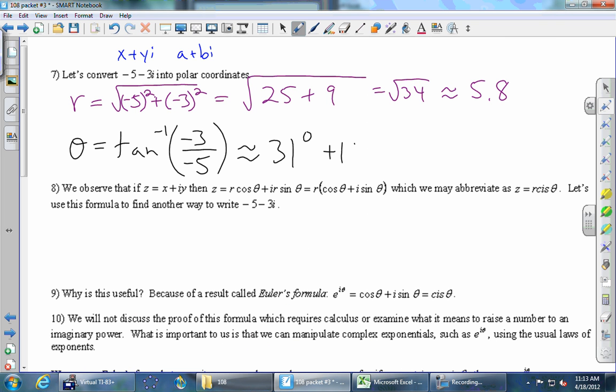And then we'll add our 180. Could you give me to the nearest 10th actually, Todd? What was that? Oh, it still rounds to 31? 31.96? Okay. 31.